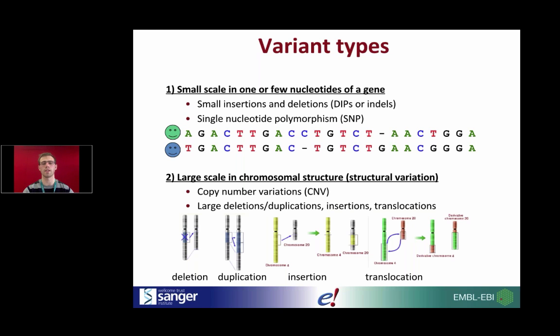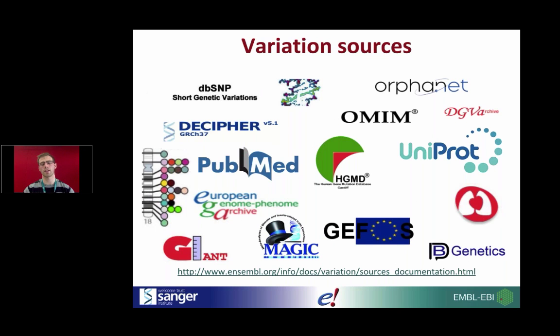So variation data is brought in from a number of sources, and variants come in from a number of types. So firstly, we have small scale variations. So we have small insertions and deletions, or single nucleotide polymorphisms, or SNPs. But we also have large scale variation data, such as copy number variation, large deletions, duplications, insertions, or translocations. And as I said, we get all of this data from a large number of sources. So these are publicly accessible databases that store variation data.